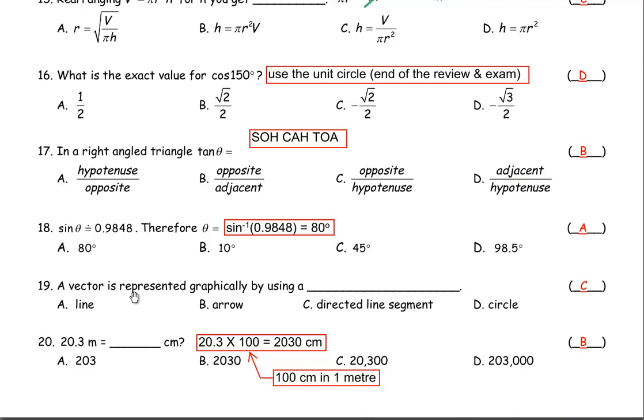For question number 19, a vector is represented graphically by using, graphically means to draw it, directed line segment. So C is the correct answer for 19. And for number 20, we're asked to convert 20.3 meters into centimeters. Well, 1 meter is equal to 100 centimeters. So we'd multiply that 20.3 by 100 and get 2030, and so that's why B is the correct answer for number 20.